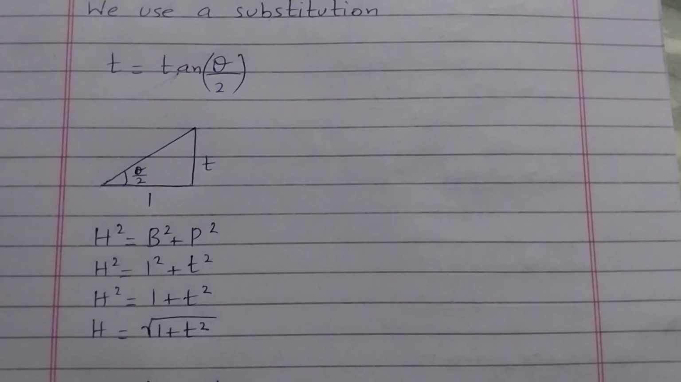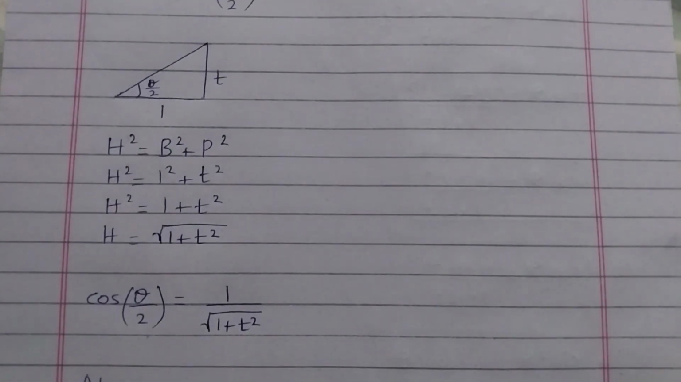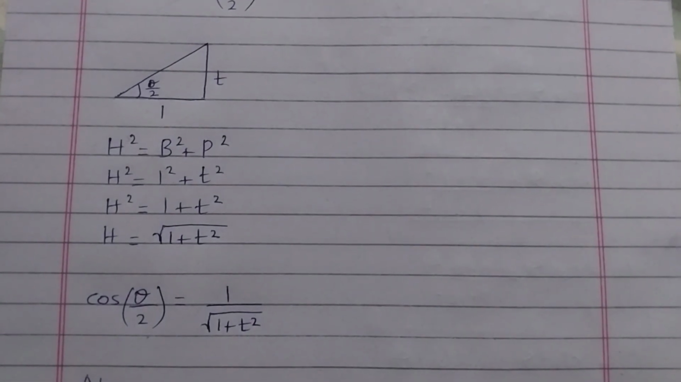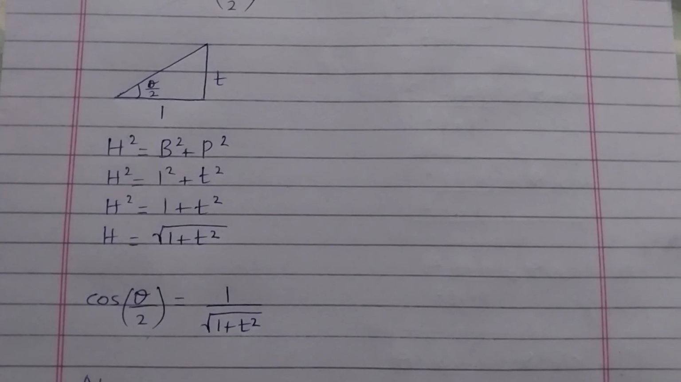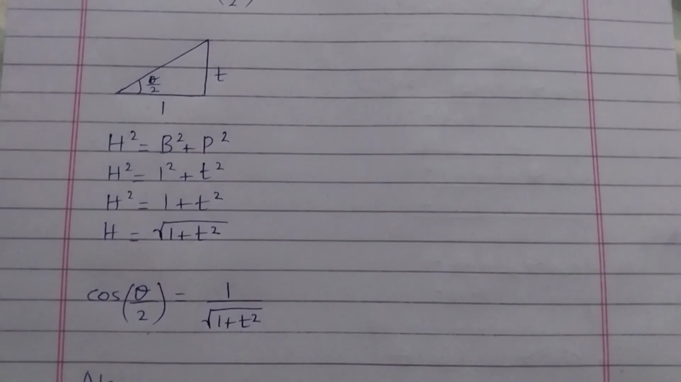So we are interested in cos theta and sine theta. So here the angle is not theta, it is theta by 2. And we need to write the expression for cos theta by 2 first in order to find cos theta. So cos theta by 2 is equal to, cos of any angle is basically base over hypotenuse. So base is 1 and hypotenuse is square root of 1 plus t squared. So cos theta by 2 is equal to 1 over square root 1 plus t squared.